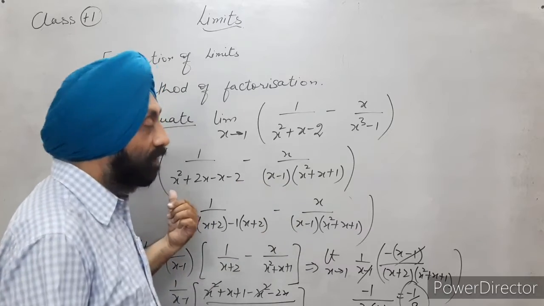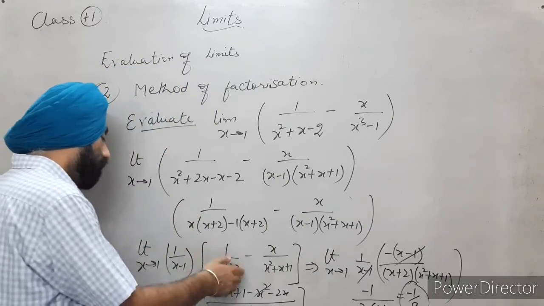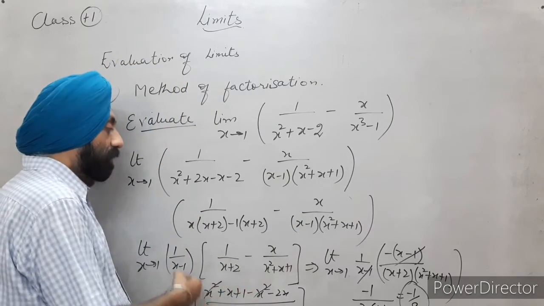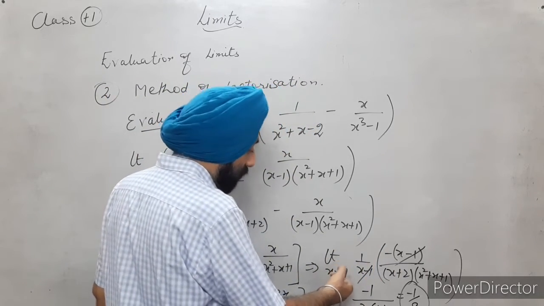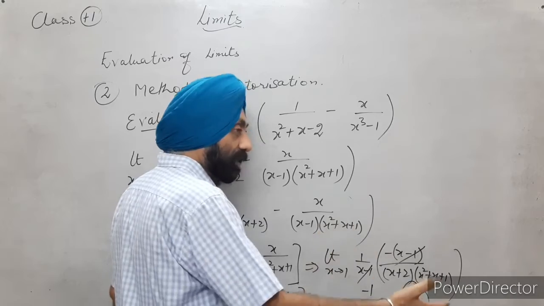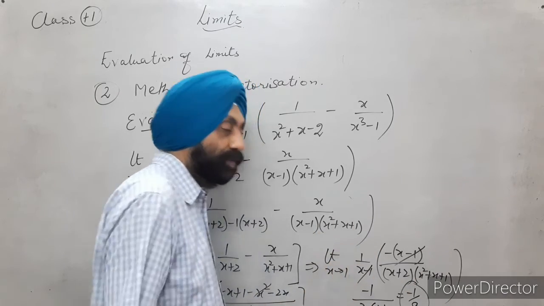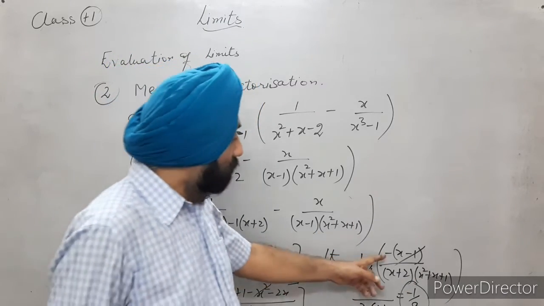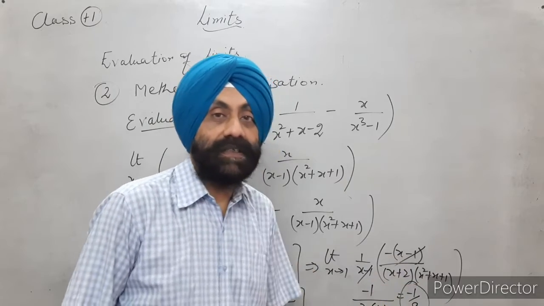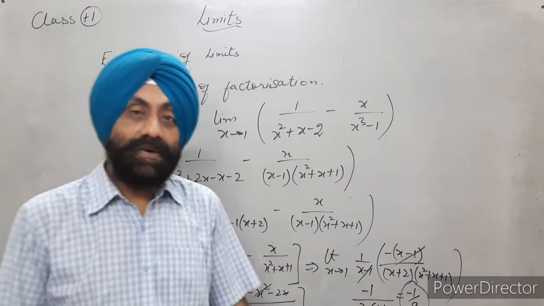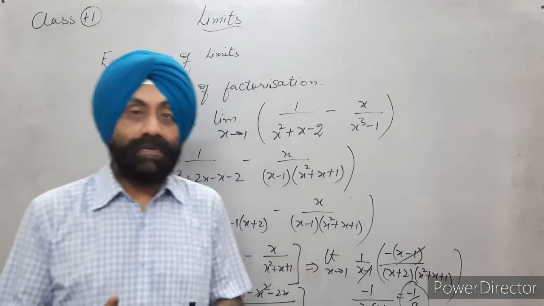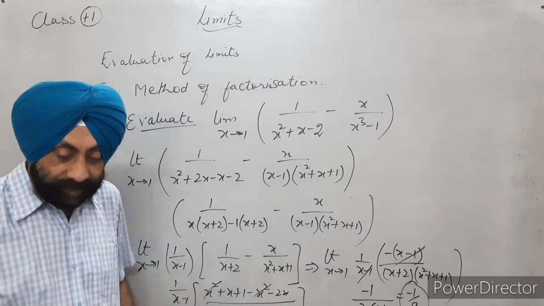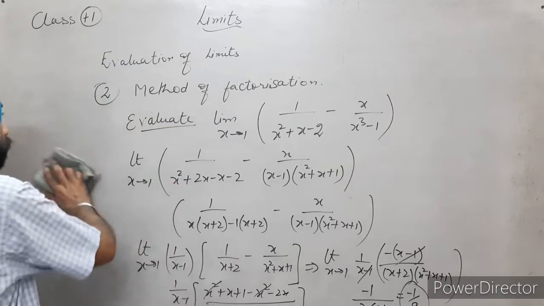Then take out a common factor, cancel it out if possible. In the end, just fill the value of x as 1 or whatever it is given, whether x approaches 1 or x approaches 2. Just fill it in to get the final answer. This is how we can use this method to evaluate the limit of a given function.